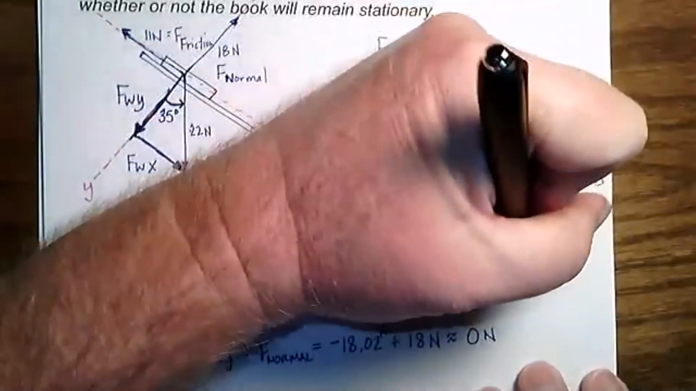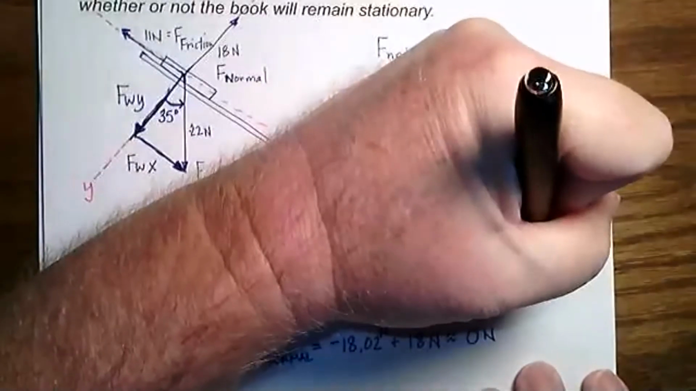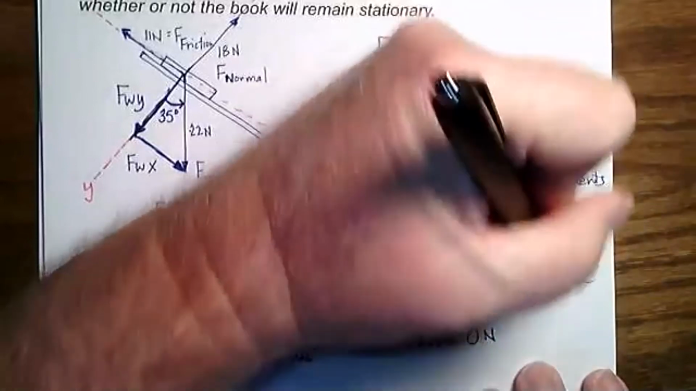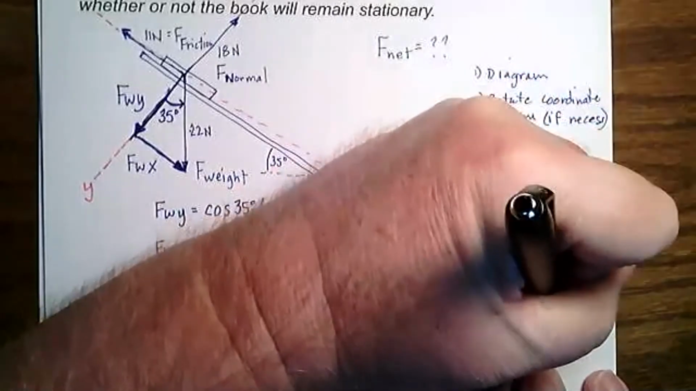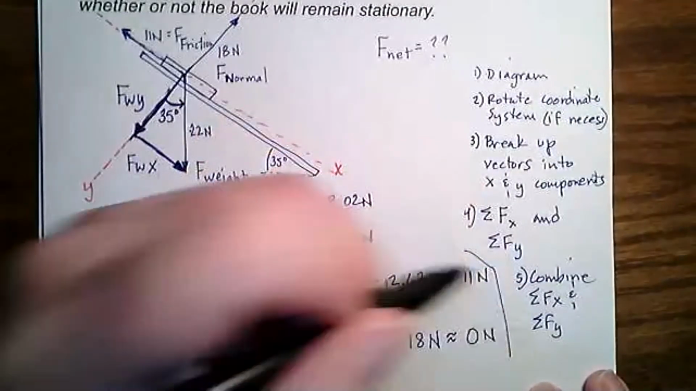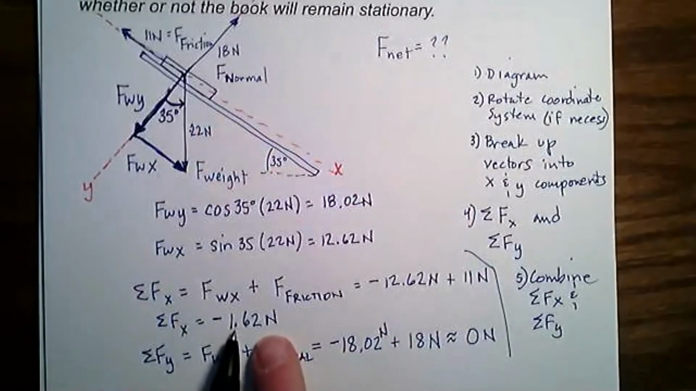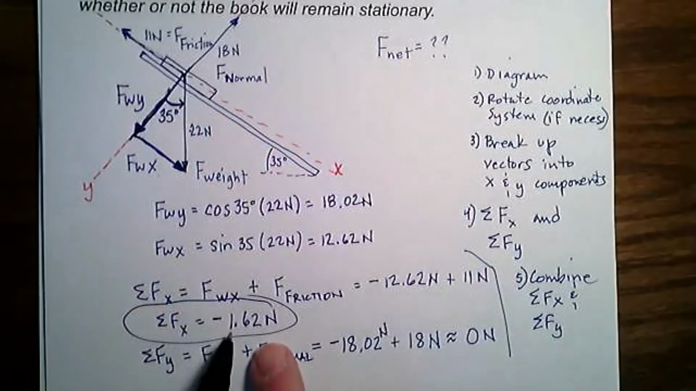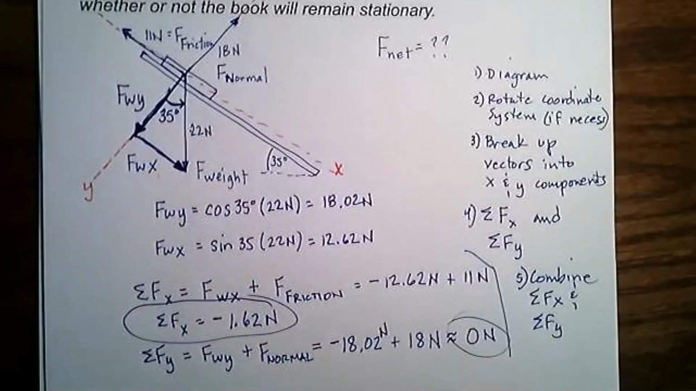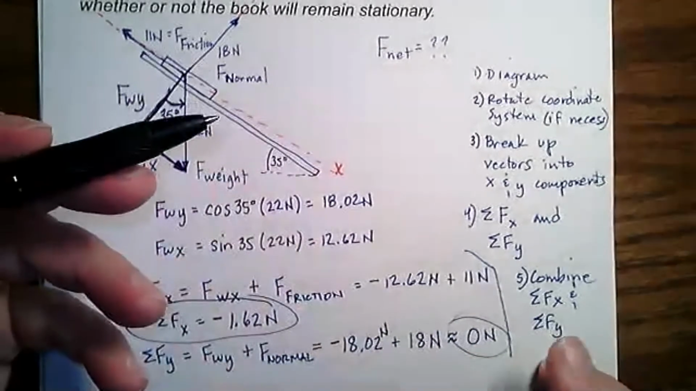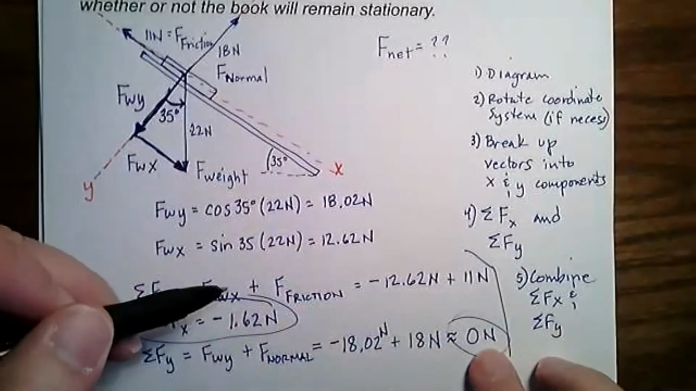Well, basically, my 5th step is to combine your sum of the forces in the x and your sum of the forces in the y direction. Now, that basically means that I've got an x force that's downward and a y force that's 0. So I really don't need to combine them because one of them is 0. There's no connecting head to tail when one of them is 0.